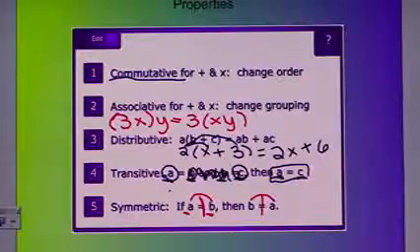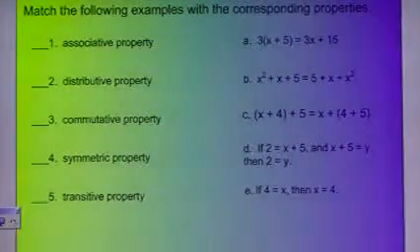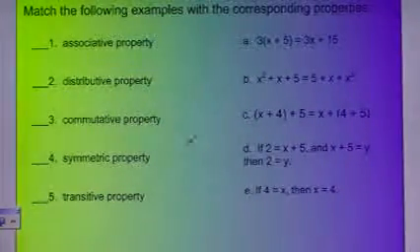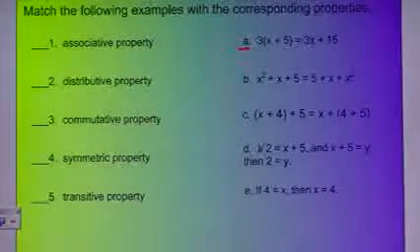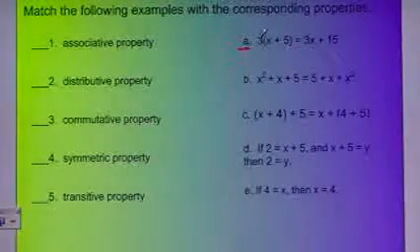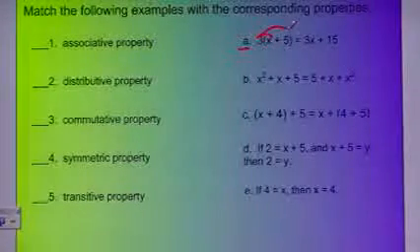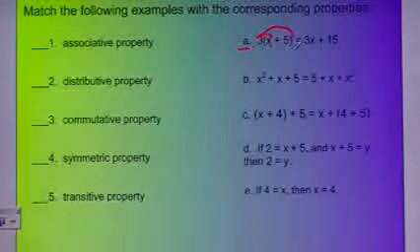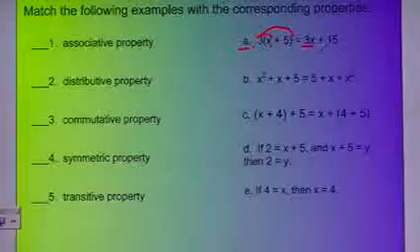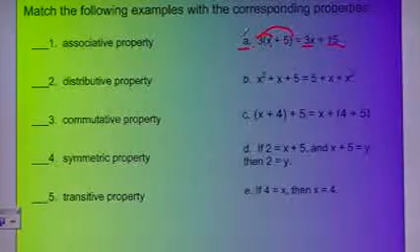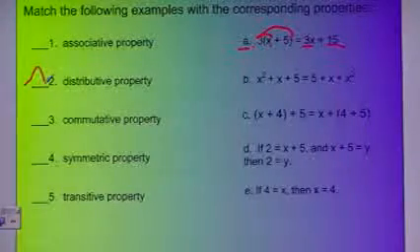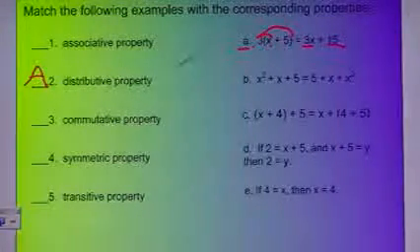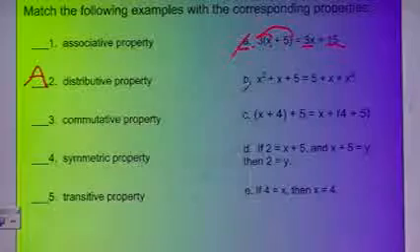All right, well, let's go ahead and try some matching problems that have to do with these properties. Let's just look at choice A. Let's say, well, what's going on here? It looks like they went ahead and multiplied or distributed. 3 times x gives me the 3x. 3 times 5 gives me 15. So A is distributive property. That's going to go with choice number 2. Distributive property.